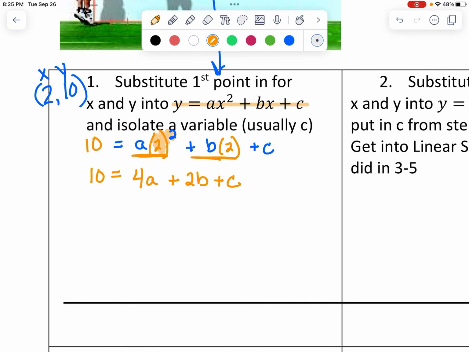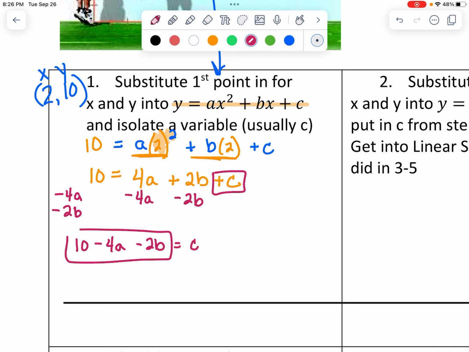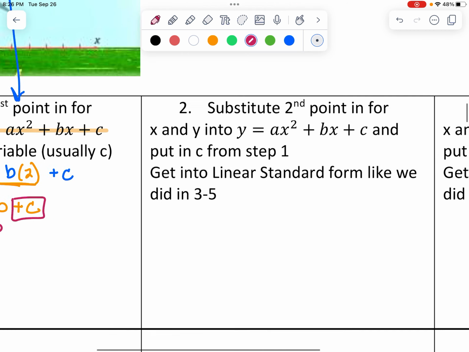Now it's time to get, just like we did in chapter 3, a variable by itself. I tend to get c by itself. If we get c by itself, we could subtract 4a and subtract 2b. I'm going to have 10 minus 4a minus 2b equals c. So getting a variable by itself, that's one of our Algebra 1 skills. Put a star here because we're going to need that in step 2.